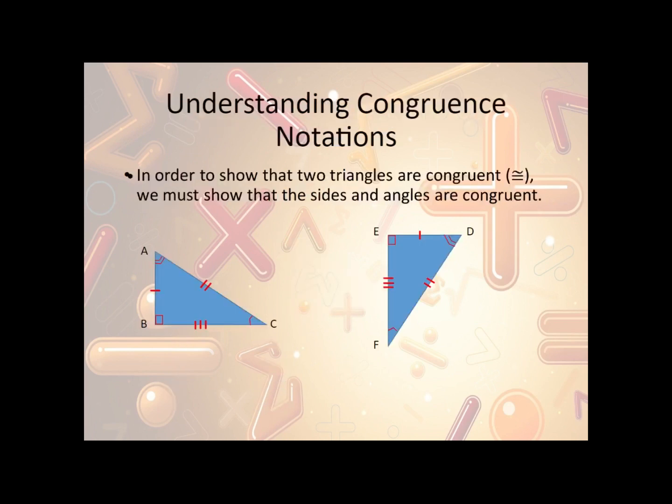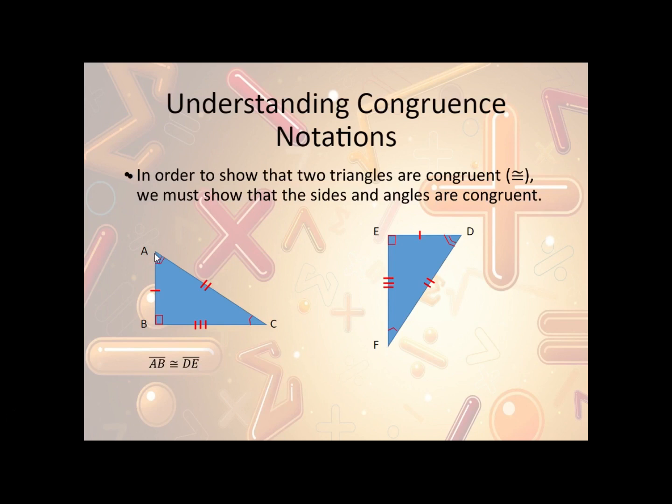Now, understanding congruence. In order to show that two triangles are congruent, we must show that all the sides and all the angles are congruent. So first we need to state the parts that are congruent. Well, we have AB here with a single dash, and we have DE here with a single dash, so those are congruent. Now notice, I said AB is congruent to DE. I didn't say AB is congruent to ED, because that is not a true statement. In order to make a true statement, I need to follow along with the corresponding parts.